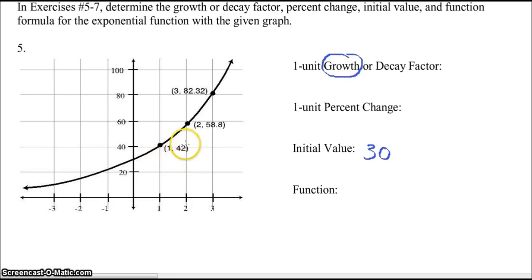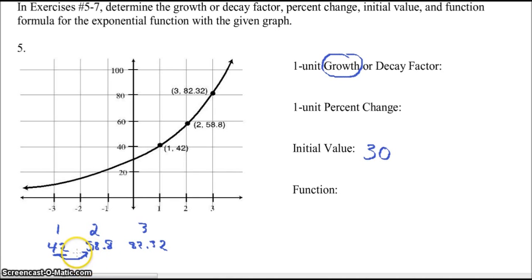Notice we do have a couple of points here, 42 and 58.8, and 82.32. So just like in the last problem, we can find the growth factor because we take these numbers here and we multiply them by the 1 unit growth factor to find the new value exactly 1 unit later.